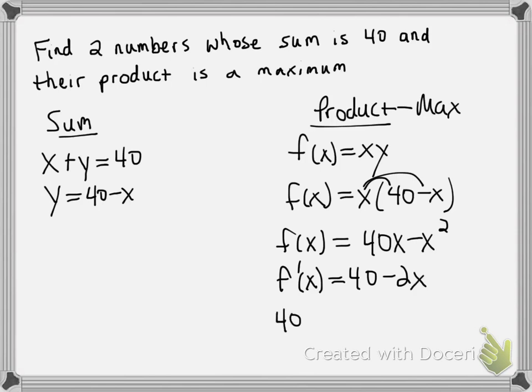Take that derivative equation, figure out where it is equal to 0. Figure out where that slope is equal to 0. You're going to find out 2x is equal to 40, and then x is equal to 20.